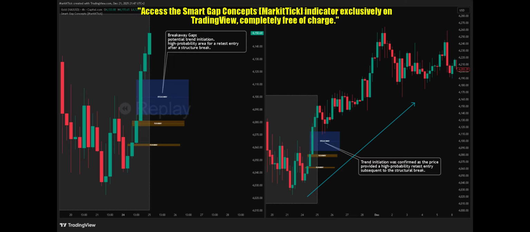Exhaustion, default red. Be cautious when these appear. They suggest the current move is overextended and a reversal or complex pullback may be imminent.